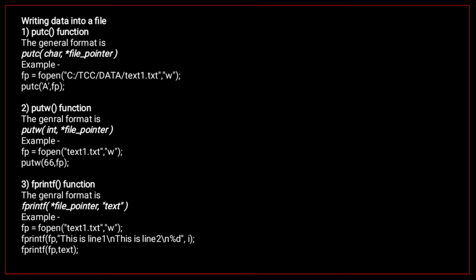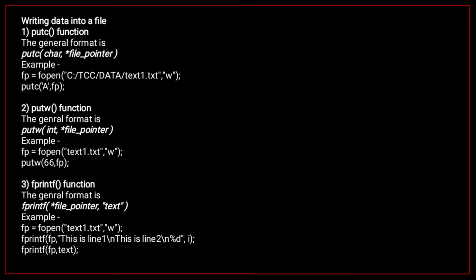Now the second function is putw function, and the general format of this function is putw(int, file pointer). Now this function is used to write or insert an integer value to the specified file when the file is opened in writing mode. So this is the example of how to use this function putw.